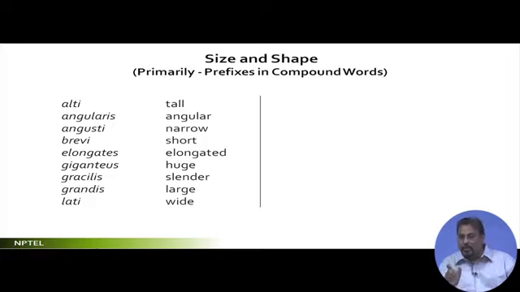Latifolia is the second part of the name, and latifolia is split into two parts. Lati is wide, folia is foliage. Now do you get the idea? Madhuka latifolia has wide foliage. That's how the names are generated.